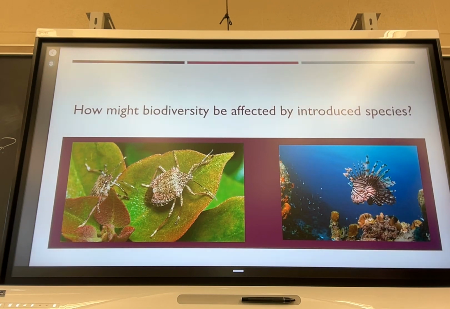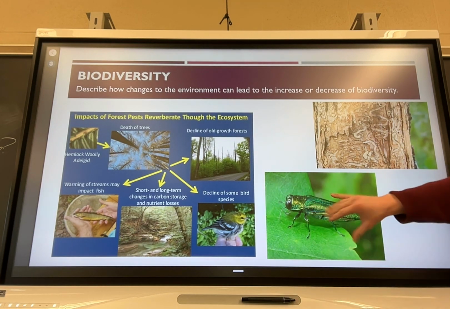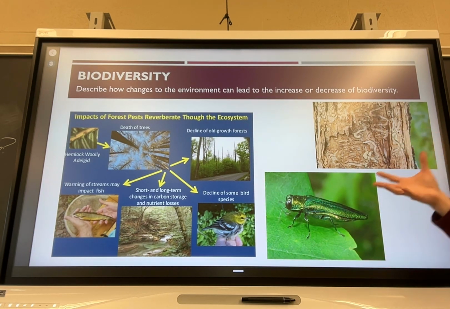So how can biodiversity be impacted by introduced species? Introduced species or invasive species are organisms that come into an environment that don't have any natural predators. They are not naturally found there, so they have no predators or ways to control them. What happens is we get losses in biodiversity. So for example, this is the emerald ash borer. It's a species of beetle found in Asia. It was brought over accidentally through lumber shipments.